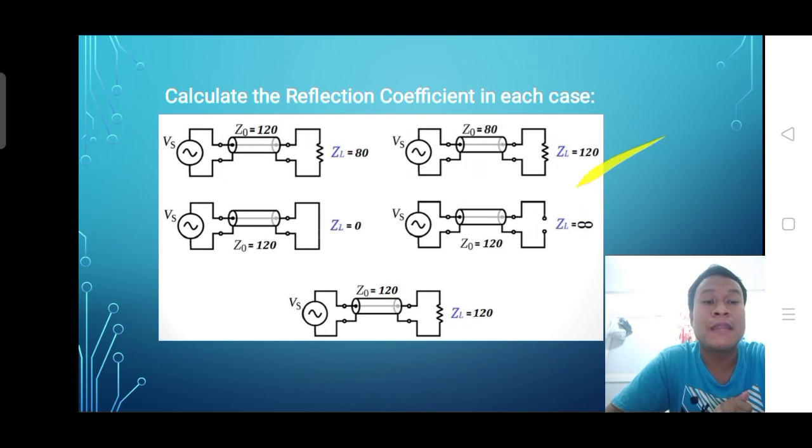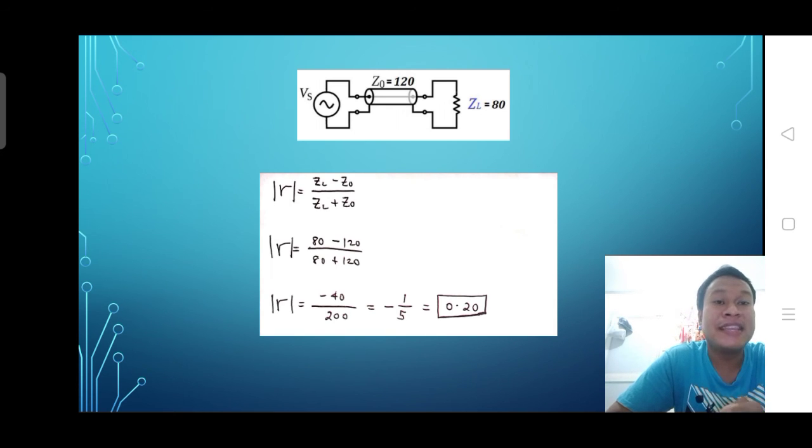So here is the first problem. ZL equals 80 and ZO equals 120. So ZL is less than ZO. We can solve this by just substituting the values into our formula. ZL minus ZO over ZL plus ZO. So 80 minus 120 over 80 plus 120, which is equal to negative 40 over 200, and equal to negative 1 over 5. If you can see, the final answer does not have a sign because it is in absolute value, and we neglect the sign because we are just concerned with the magnitude. So our final answer is 0.2 or 0.20.